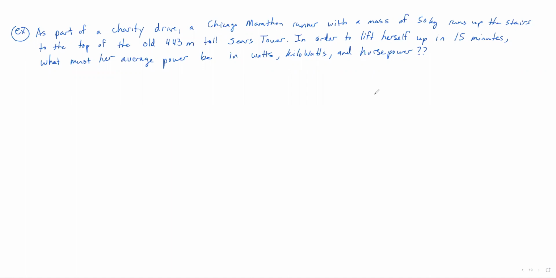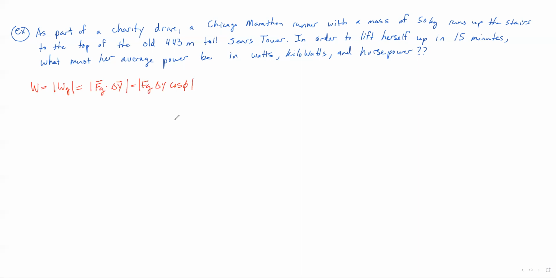So really what she has to do is the work to overcome gravity, right? She's going up and the only force acting on her is gravity. So her work is going to be the magnitude of the work due to gravity, right? And that's going to be the magnitude of FG dot delta Y. Okay, well, that's just FG delta Y cosine of phi, right?